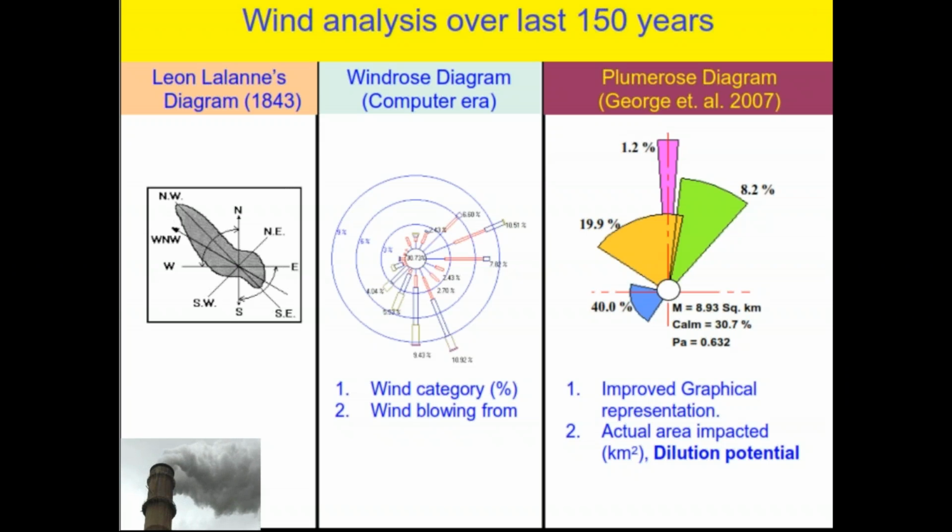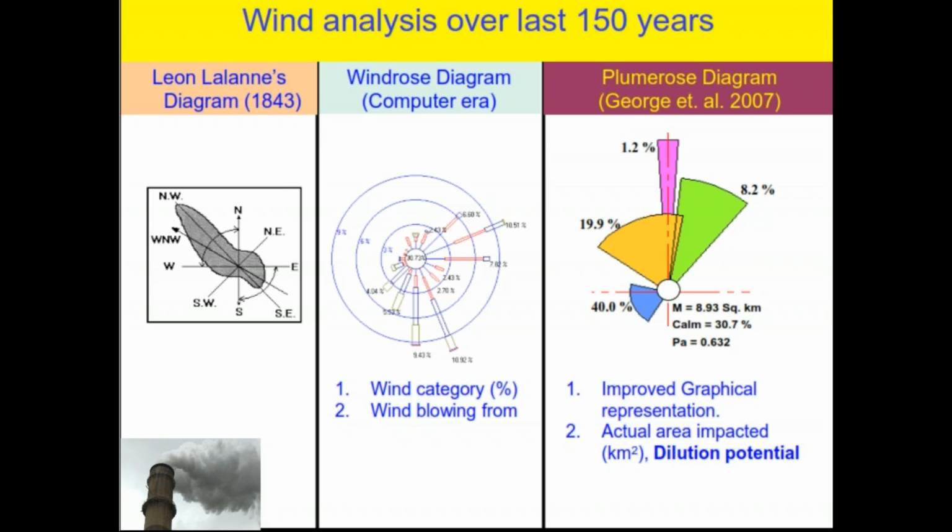There we can immediately assess the wind category, the wind blowing from. By default in the computer software, the direction the wind is blowing from is shown. And after 2007, it was developed by George. So here you can see the plume rose diagram. We can say plume rose or pollution rose, it is also known as pollution rose exactly.